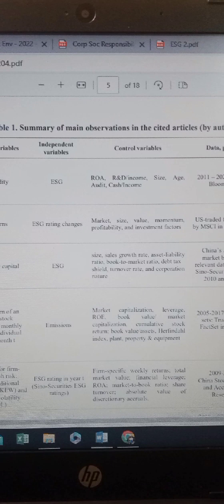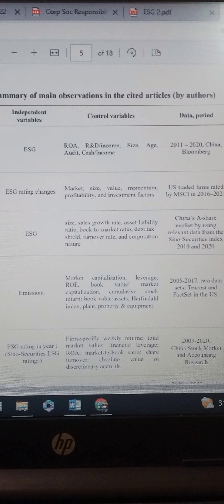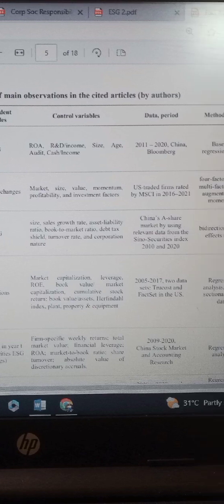We've talked about dependent variable, independent variable. We are yet to talk about control variable. There are still other variables. We have control variables, moderating variables, mediating variables. We will talk about them in our subsequent video, because this video is not meant for them. You see, for the control variables, they are still part of the variables. You see, they use return on assets, research and development income, size, age of the firm, audit, cash or income.